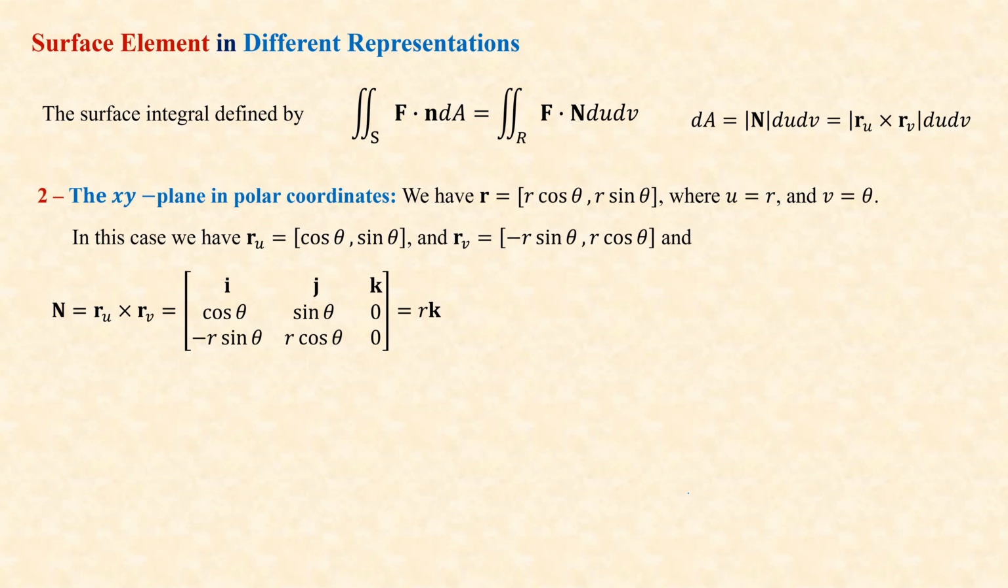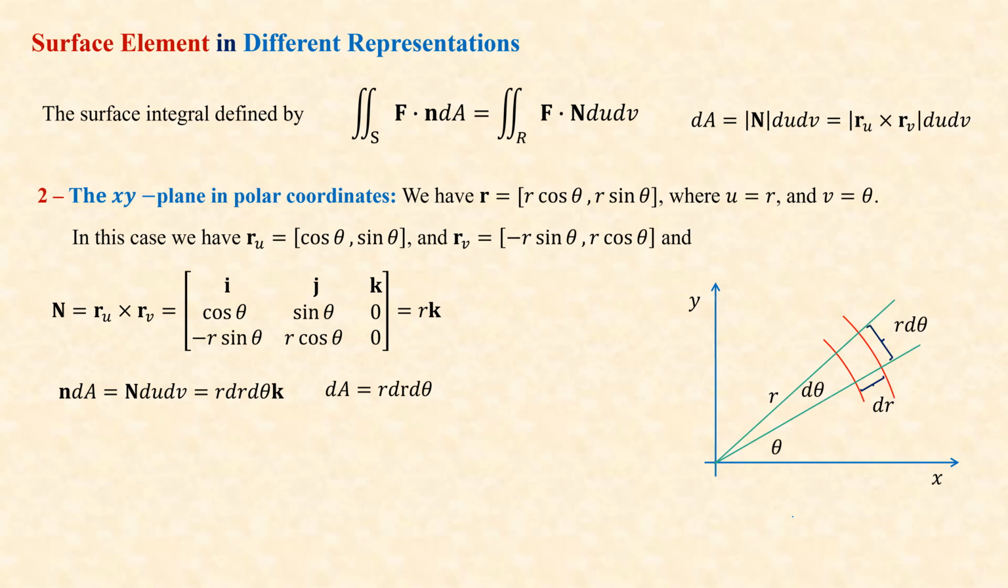So this becomes r times k hat, and then n dA becomes the magnitude of n times du dv, which is r dr d theta k hat, right? This is n multiplied by du dv, which means dr d theta. So it becomes that. And then for dA, you see the unit vector is k hat, so dA becomes r dr d theta.